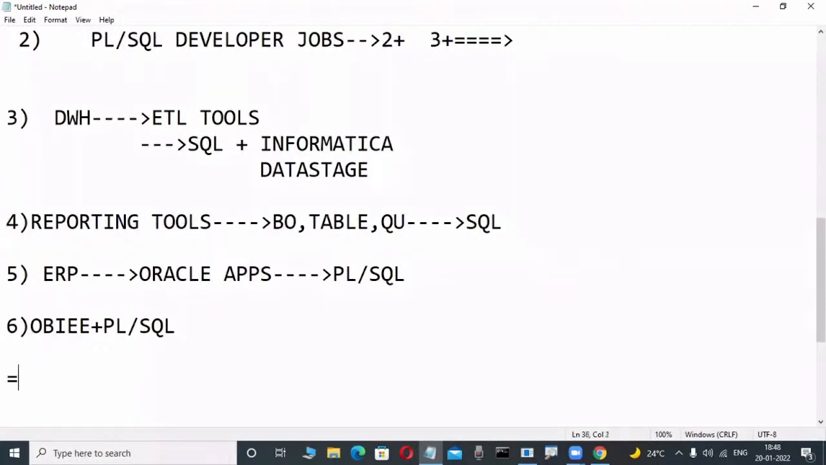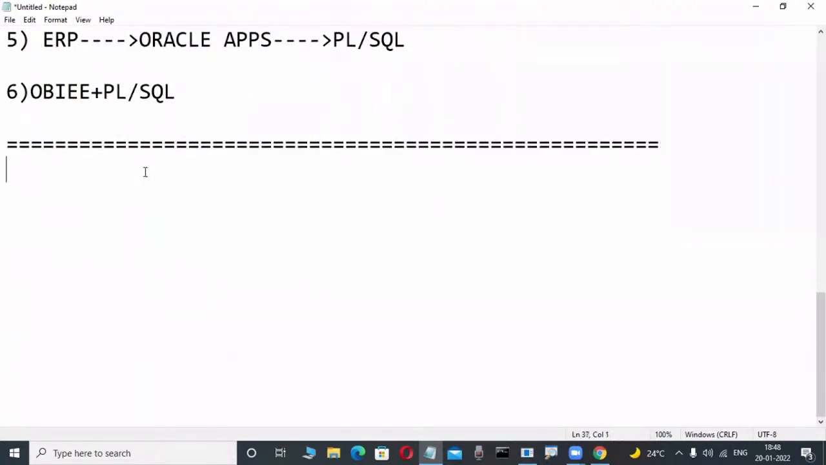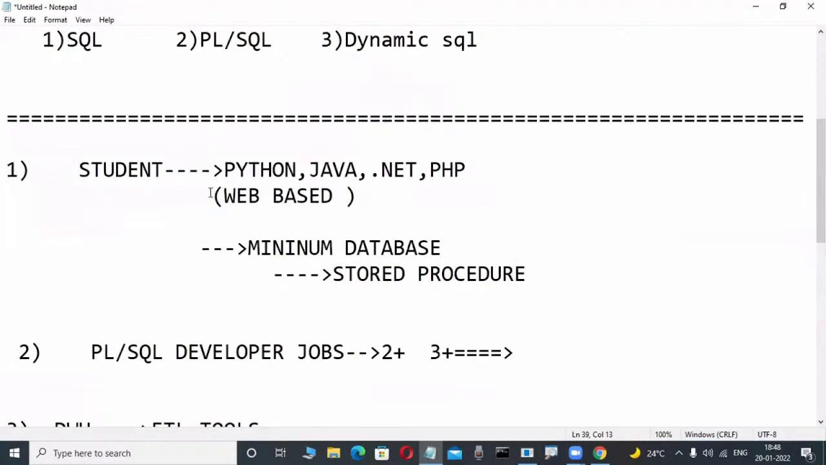Suppose you are not interested in the programming side and you want the administration side, you want jobs there. In that case, DBA courses are there: Oracle DBA, SQL Server DBA, MySQL DBA, database administration courses. These persons also need minimum knowledge before learning those courses. Minimum SQL knowledge is required. These persons also learn these types of courses.